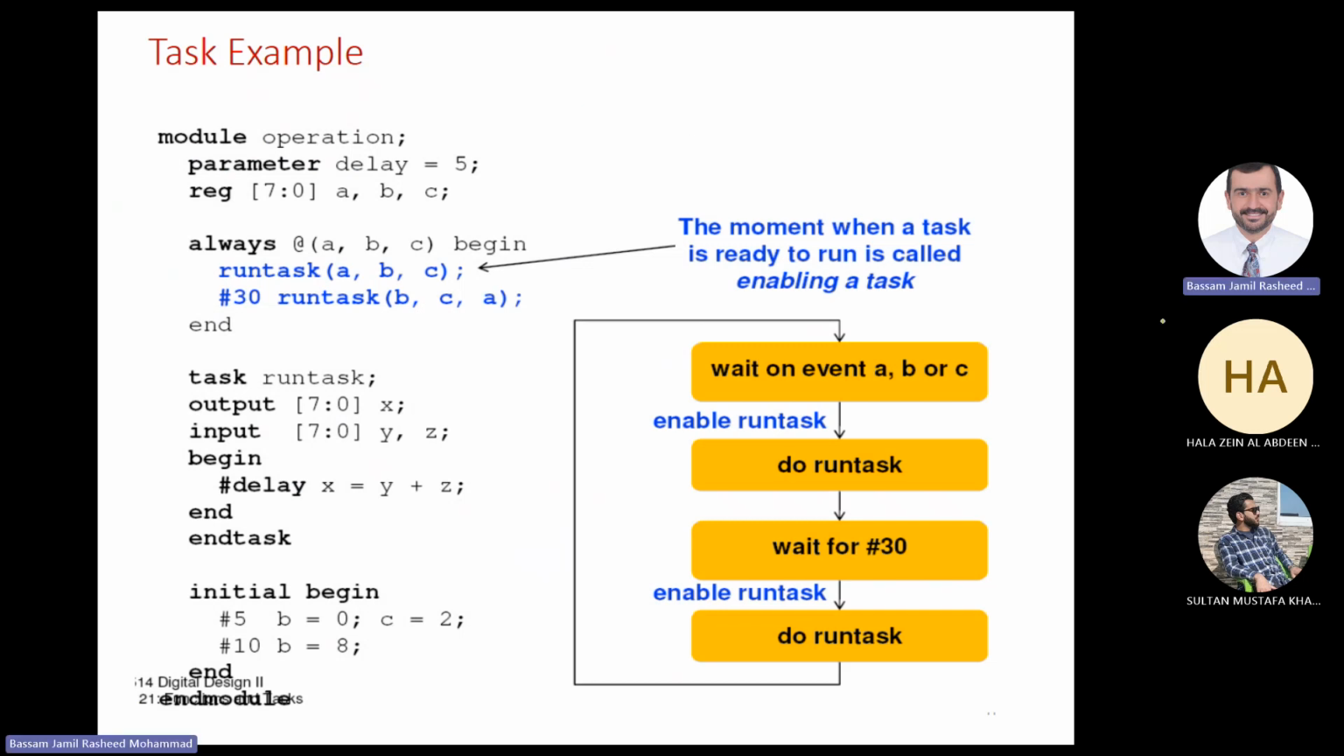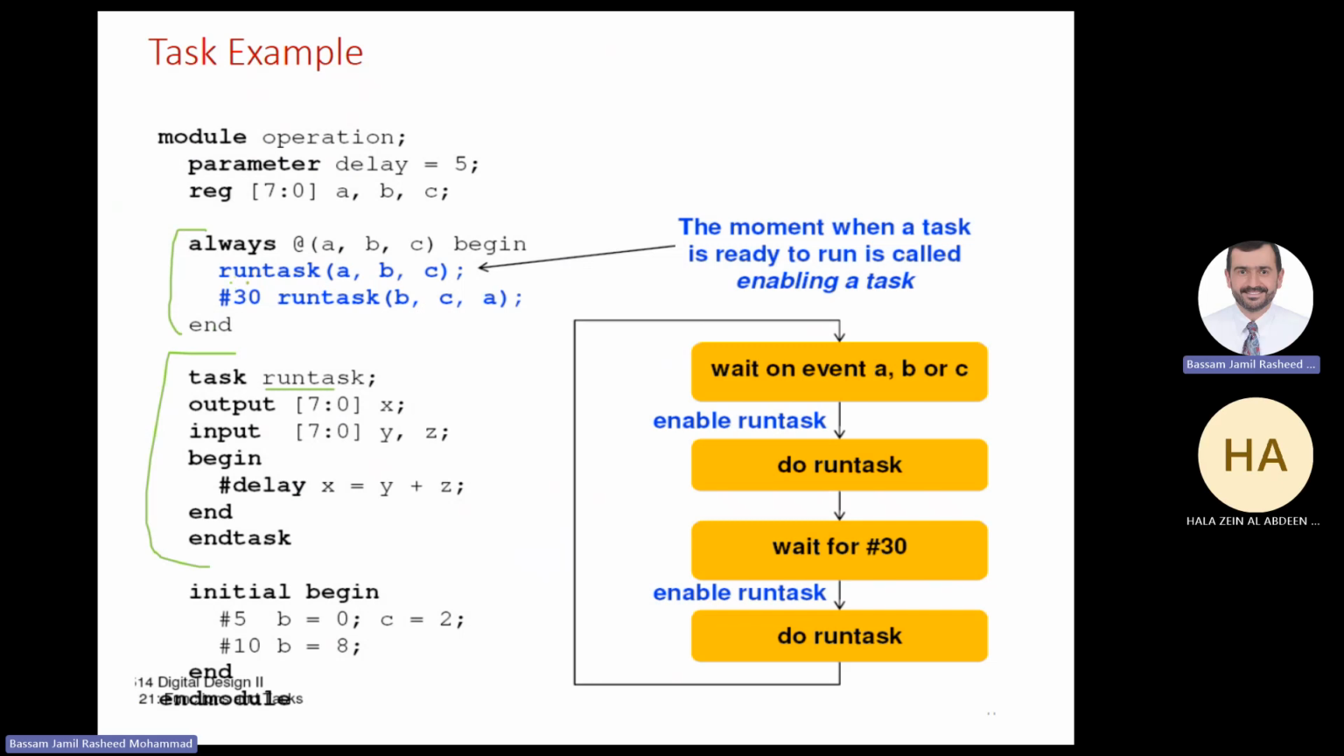Okay, so here we have an example of a task. This is a task named run task, and here is an always block. It calls the run task, and then after 30 time ticks, we do the run task again. And then in the run task, we have a delay, and the delay is set to 5 here by this parameter.